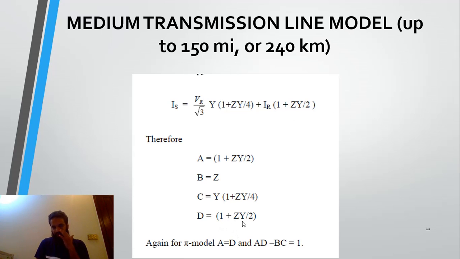So in order to verify that these parameters which we calculated are accurate, we have to check that A should be equal to D. If you see that the value of A is similar to D, similarly if we multiply A into D minus B into C, the result would be 1. If these two equations are satisfied, that means the parameters which we calculated are accurate.